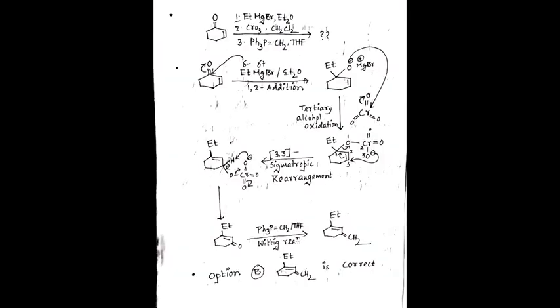So let's move to the answer. Here, the alpha beta unsaturated ketone is in the presence of ethyl magnesium bromide, which is also known as the Grignard reagent. This Grignard reagent directly attacks the carbonyl carbon and gives the 1,2 addition product as the major product.